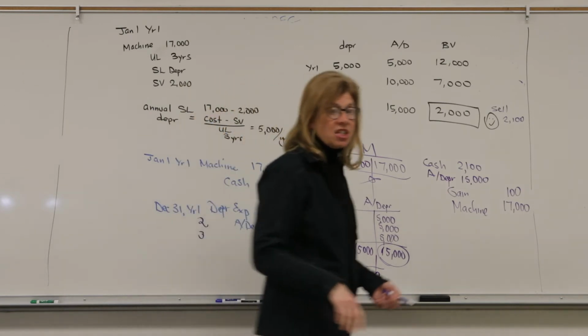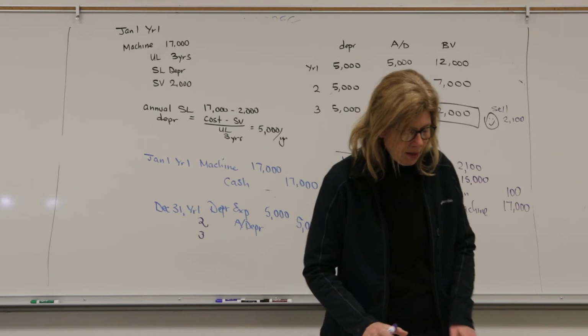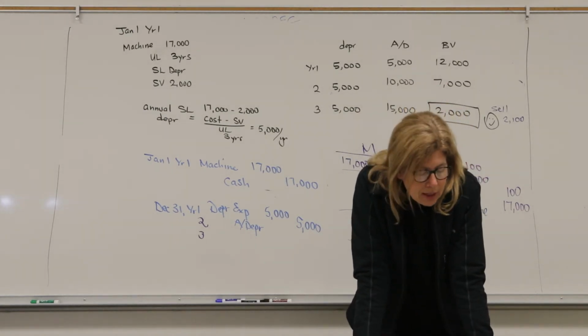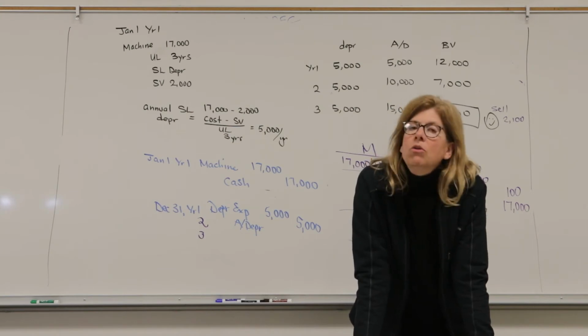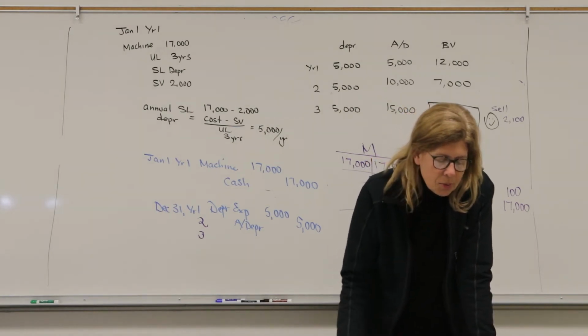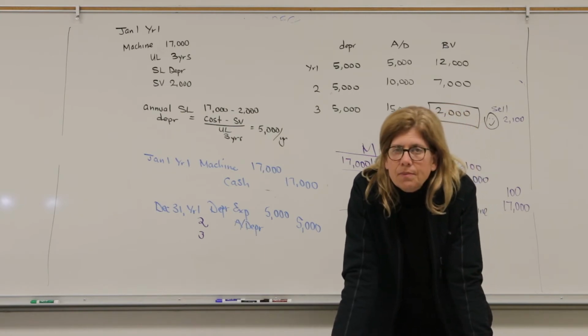Do me a favor, skip over the next one for a moment. We'll come back to it, but I want to go to the last one first, and let's do F. It says, assume that the machine is thrown away at the end of year 3. Calculate the gain or loss on the sale and prepare the journal entries from purchase to disposal.